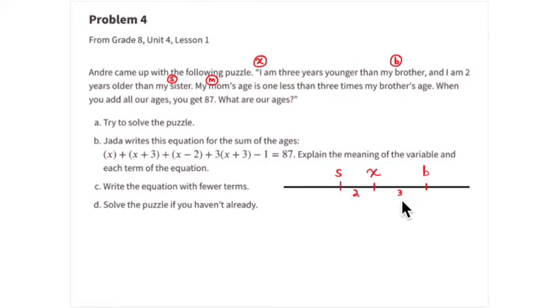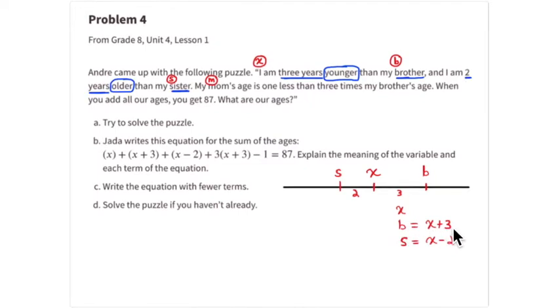It also says that the brother is 5 years older than the sister. So if Andre is 10, the brother would be 13 and the sister would be 8. If Andre is 20, the brother would be 23 and the sister would be 18. All right, so Andre is x, the brother is x plus 3. So now we're going to start moving this over to terms of x. So this B is going to be written in terms of x. That's Andre's age plus 3 years. The sister, written in terms of x, is Andre's age minus 2 years.